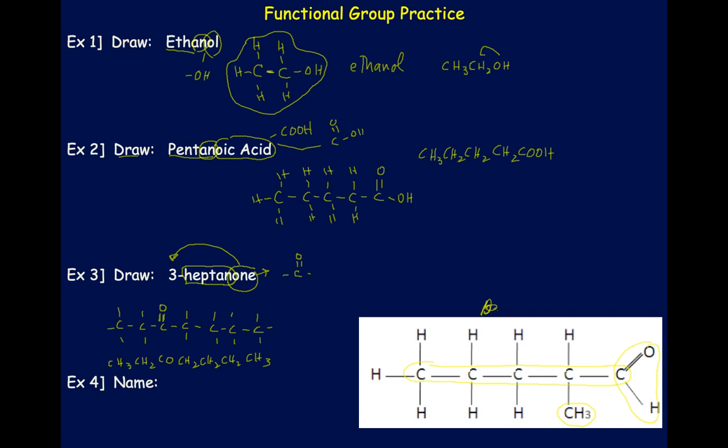Let's name the chain first. That's always the end part of the name. So that would be 1, 2, 3, 4, 5. So I'm going to use the prefix pent. There is no double bond on the carbons, so I'm going to call that AN, pentane.